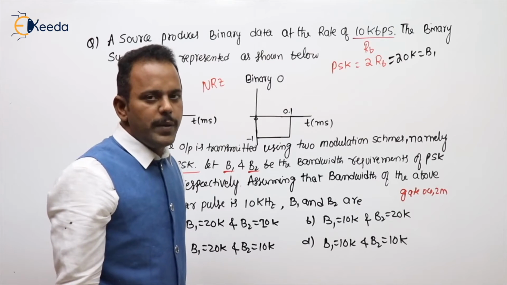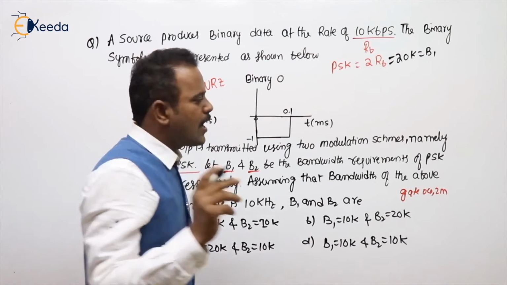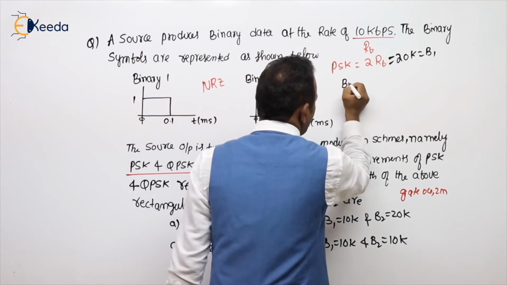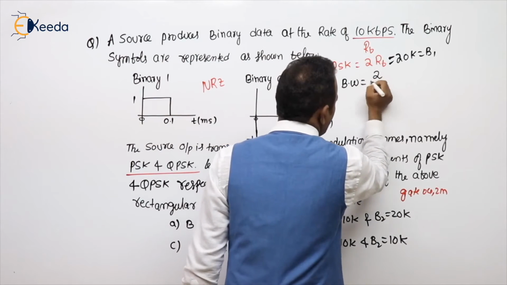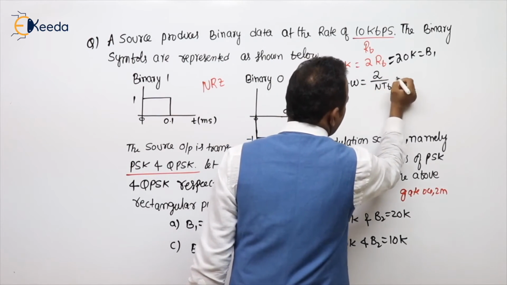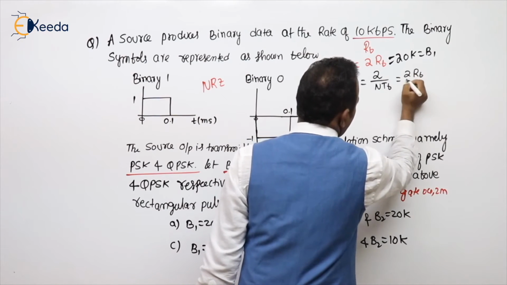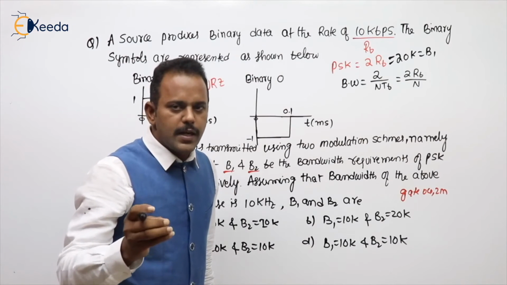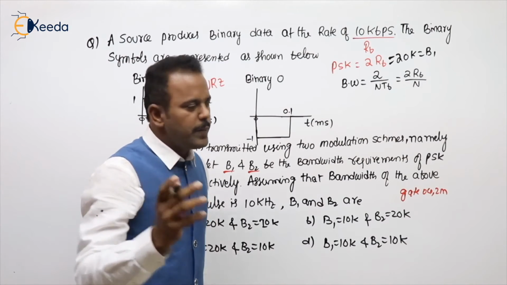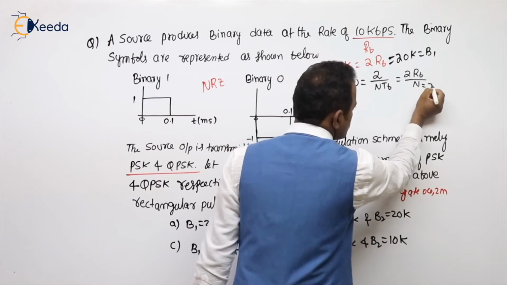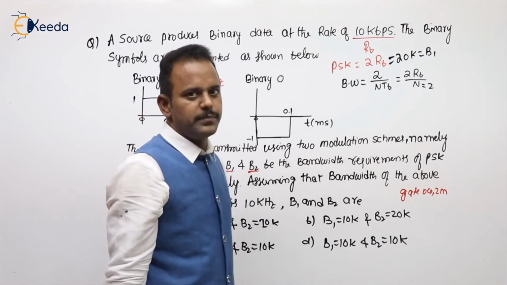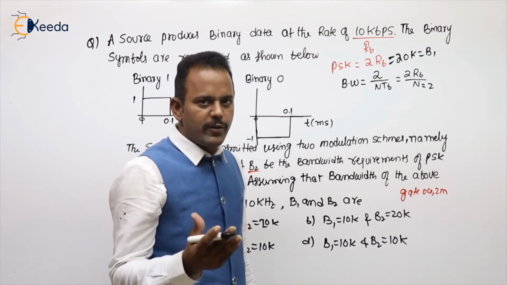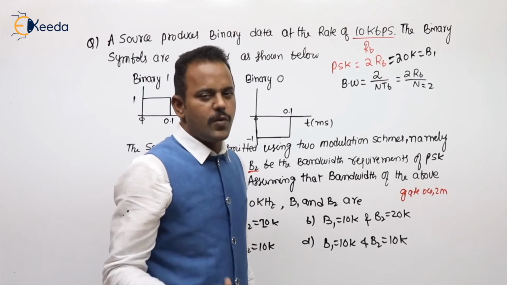And what is B2, meaning QPSK. What is the common formula for bandwidth of MPSK signaling schemes I gave? 2RB by N. N means number of bits transmitting at a time. In QPSK, N value is 2. So 2 bits we are sending at a time. Of course, quadrature phase between the symbols 0 0, 0 1, 1 0, 1 1.